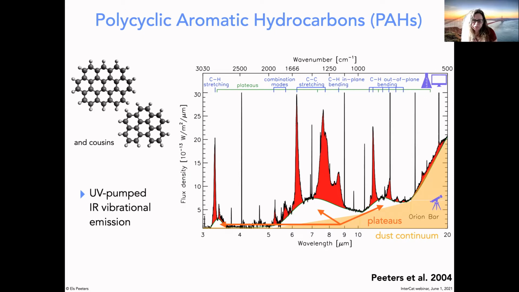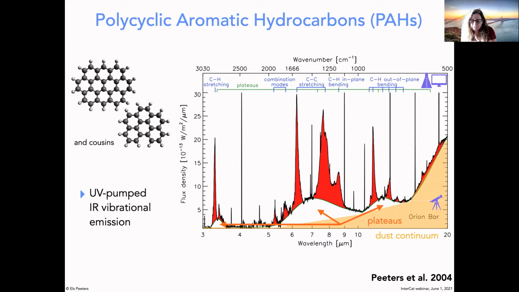And so on the right here, you see an infrared spectrum from a star-forming region, the Orion Bar. And so everything you see in red, or which is colored in red, are these broad features, and those are assigned to the PAH family. And you can see on top of the figure what the different band assignments are for the individual features.